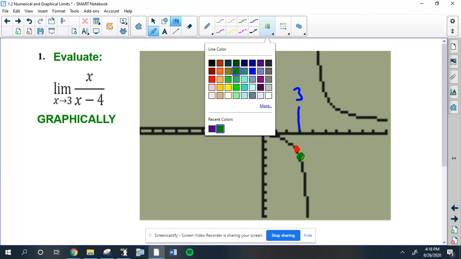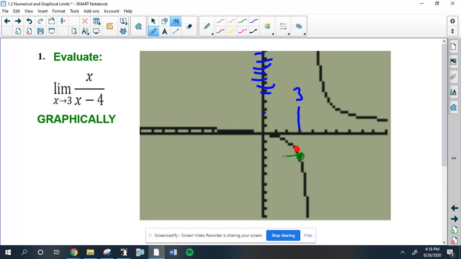And the limit is a value, so it's a y value. The answer would be this. Now I'm getting the answer is about negative 3. Depending on how you read the calculator, you may be off a little bit. But according to this graph, this limit is negative 3 right here. So that's it.